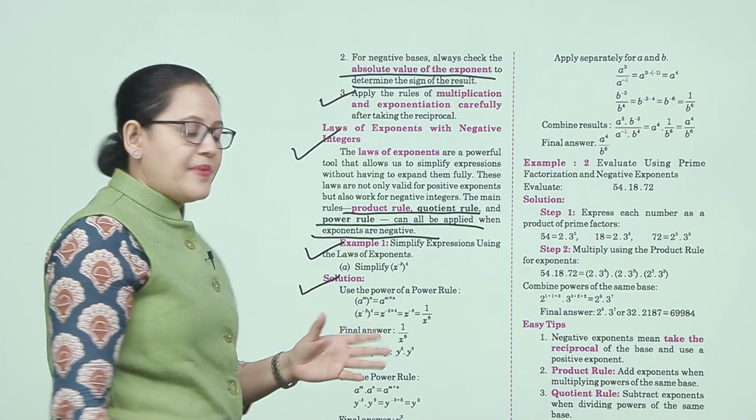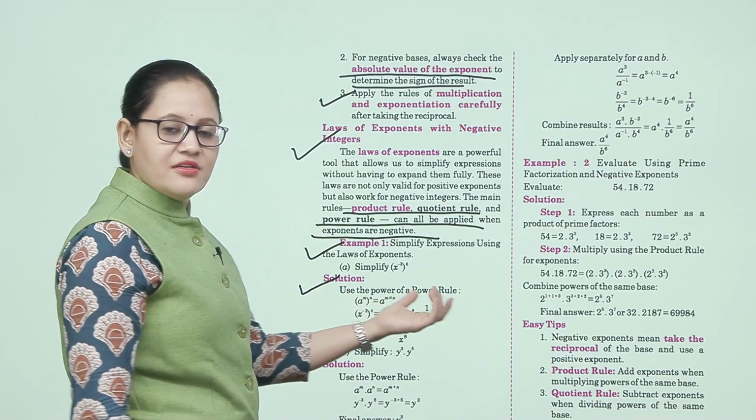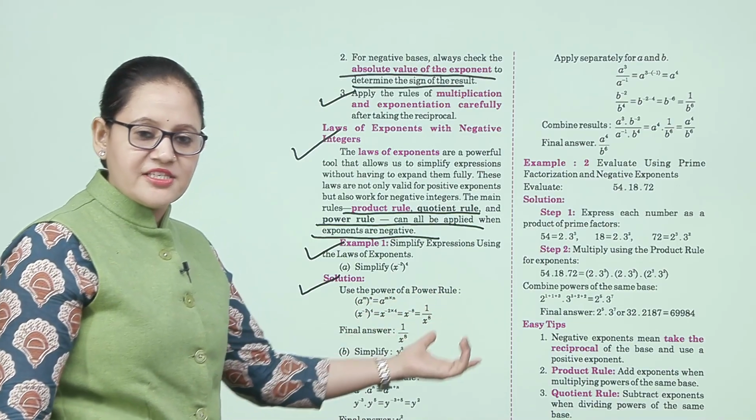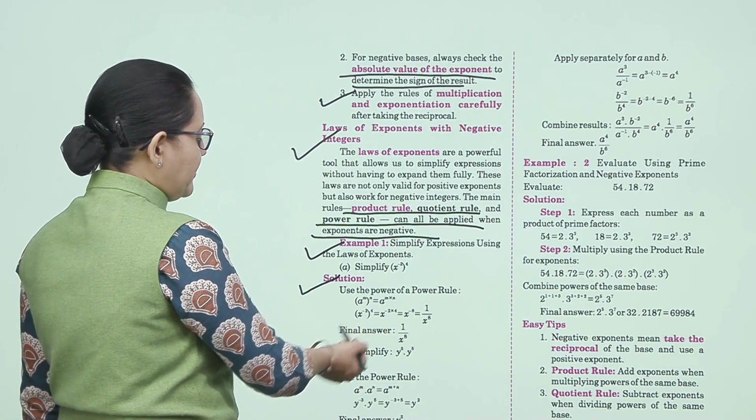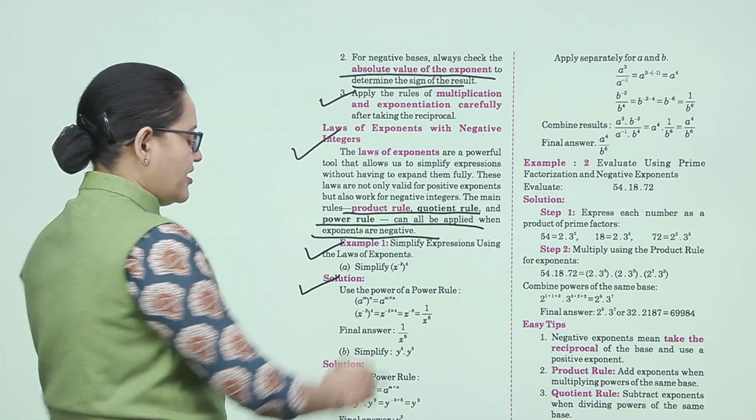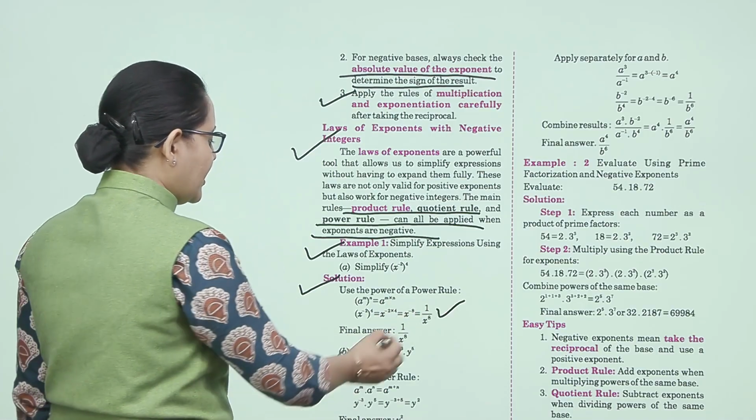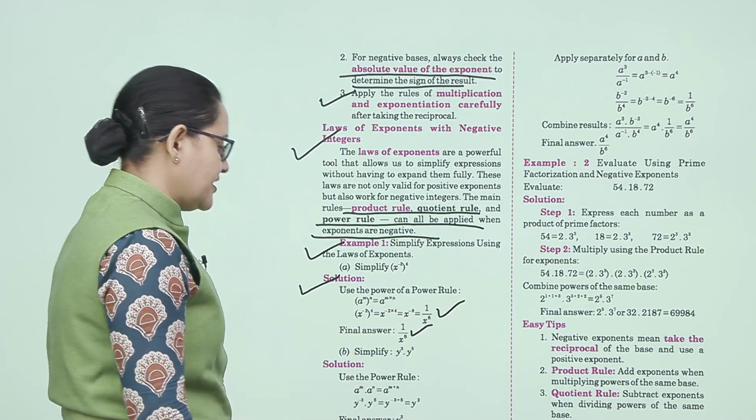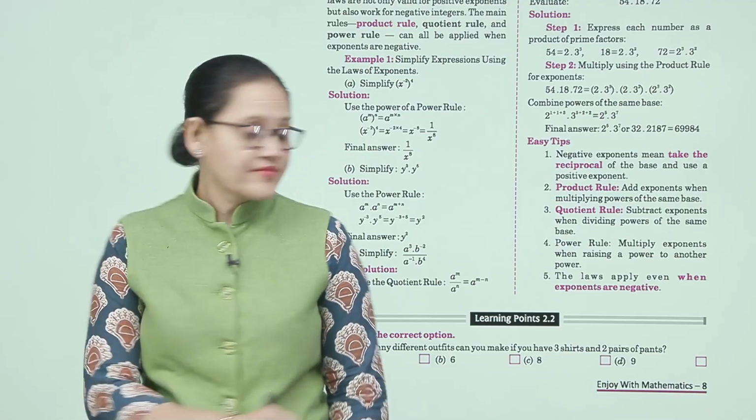Solution: use the power of a power rule. a to the power m, whole power n, equals a to the power mn. So x to the power minus 2 multiplied by 4 equals x to the power minus 2 into 4, that is minus 8. And we will reciprocate it: 1 upon x to the power 8. So the final answer is 1 upon x to the power 8. This is how we are going to simplify.